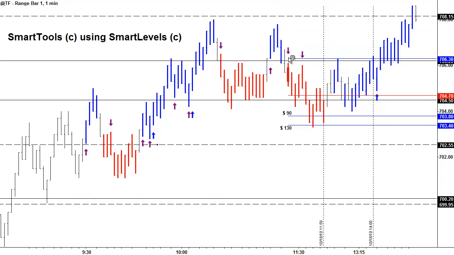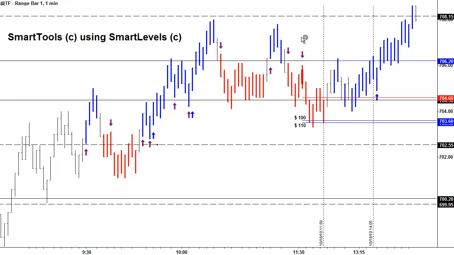Likewise, this trade right here is invalidated by the smart levels. However, as you can see, it does go on to reach both profit targets. This trade has the same problem. Again, these trades were invalidated by the smart levels.